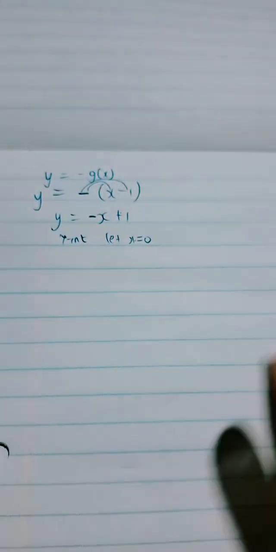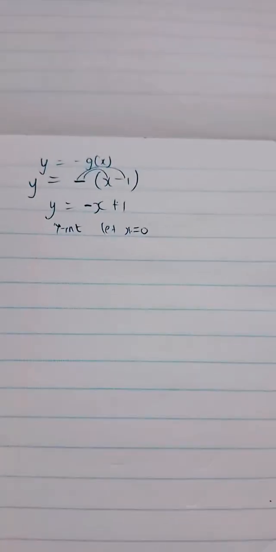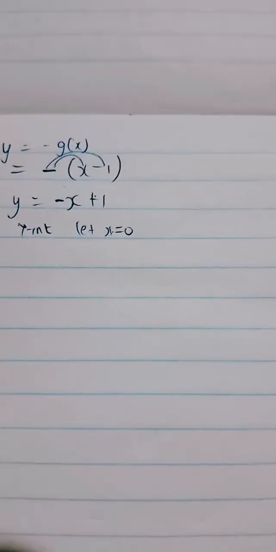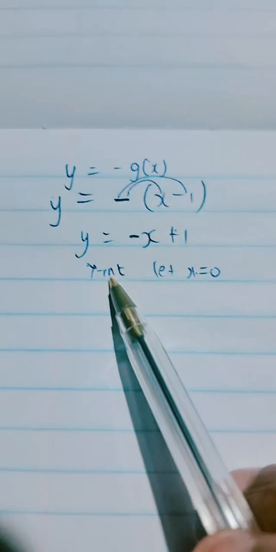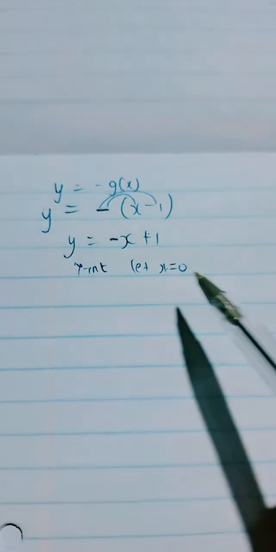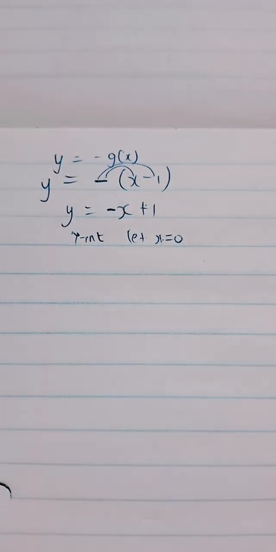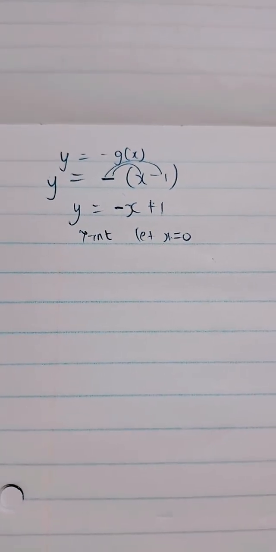Determine the y-intercept. When we want to find the y-intercept, we let x be equal to 0. Guys, it's so nice, this thing. If you want the y-intercept, you let x be equal to 0. If you want the x-intercept, you let y be equal to 0. And then you just solve, guys. You're just applying the algebra that you've been applying all this time.